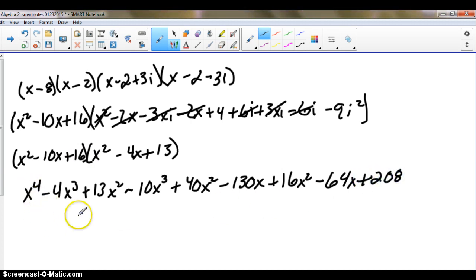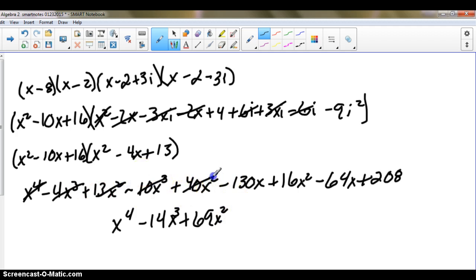Now combine like terms, nothing but the x to the fourth. X cubed, combine those two. X squared and x squared and x squared, so it's 13 plus 40 is 53, plus 16 is going to be 69. So those are taken care of. And then negative 130 minus another 64. Plus the 208.